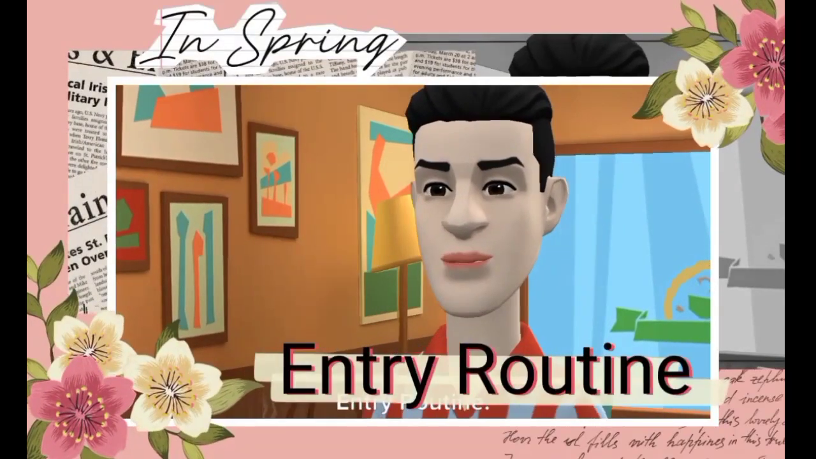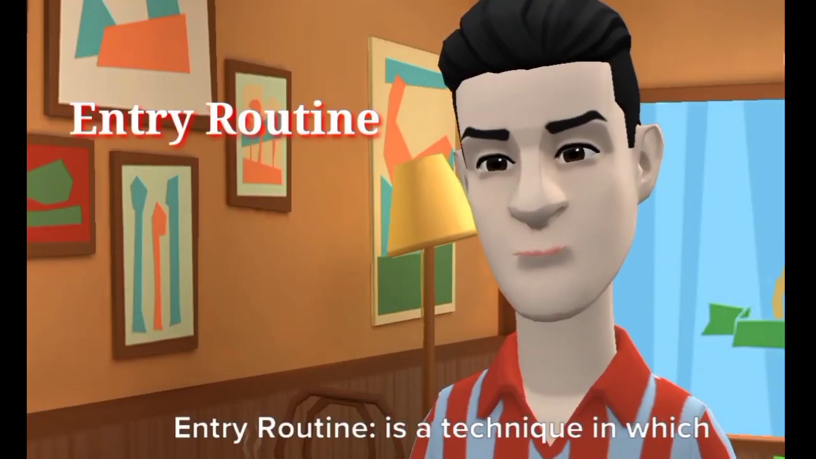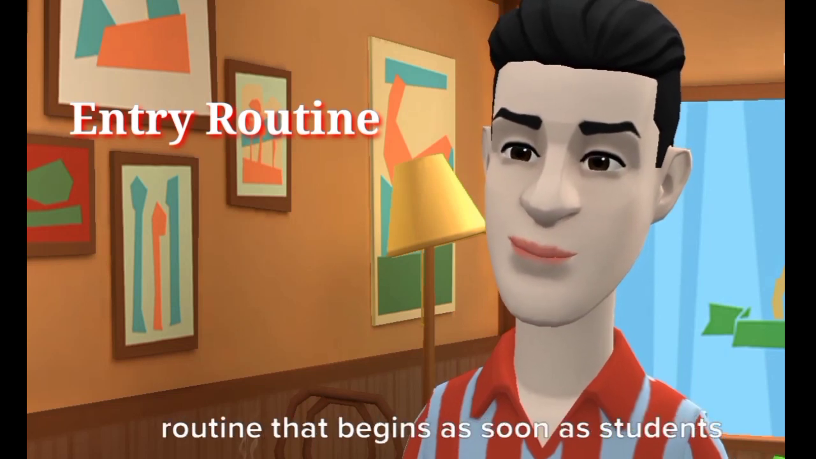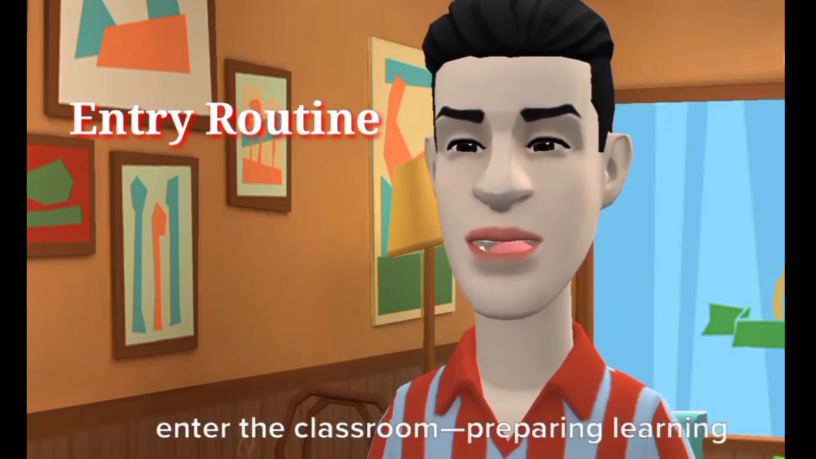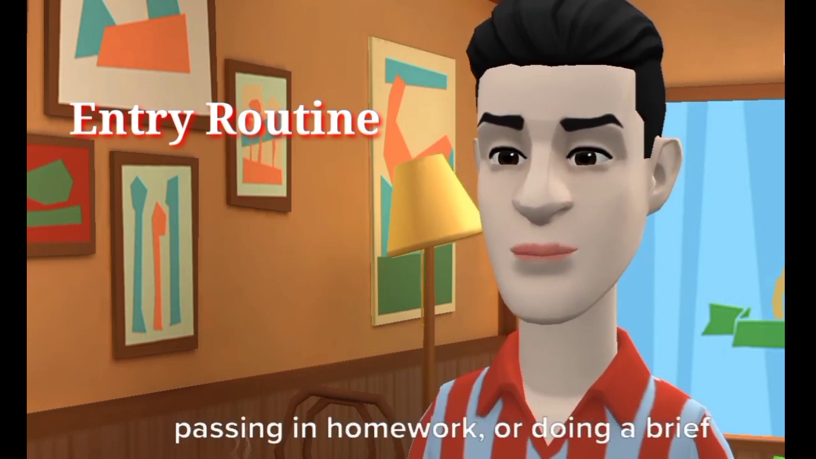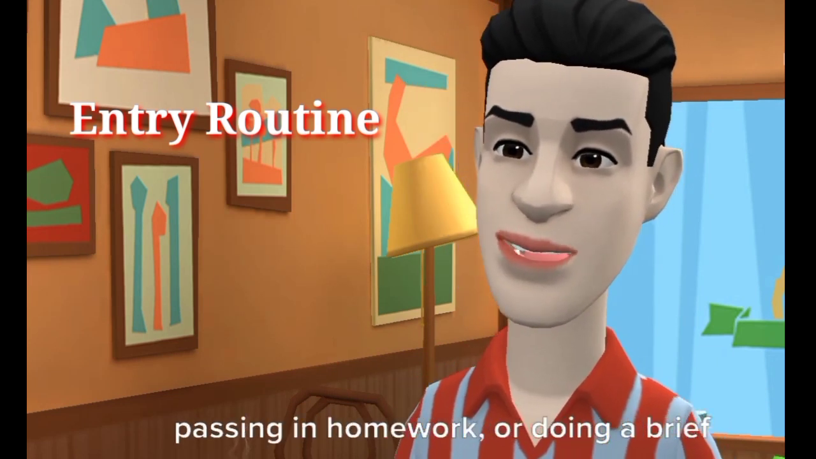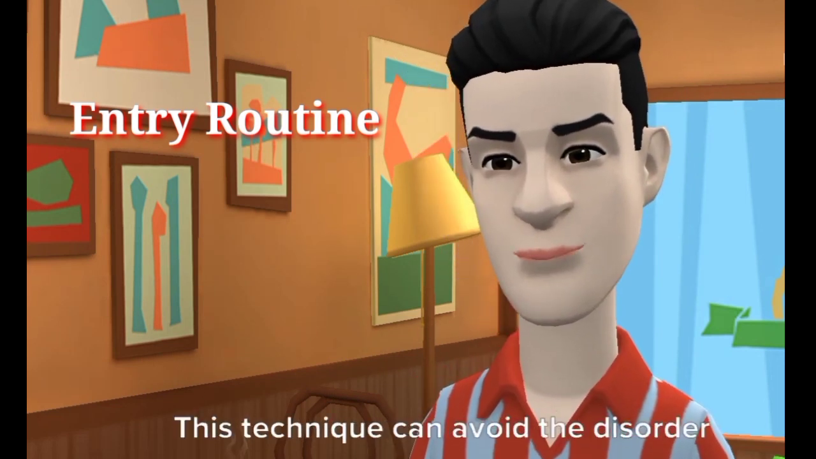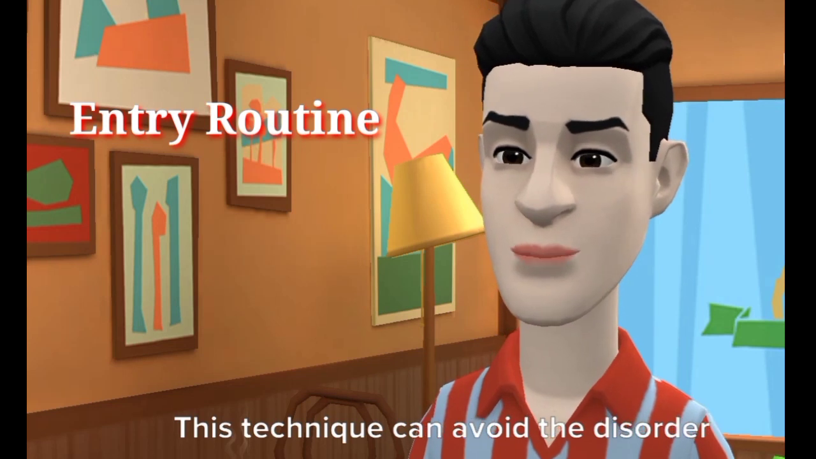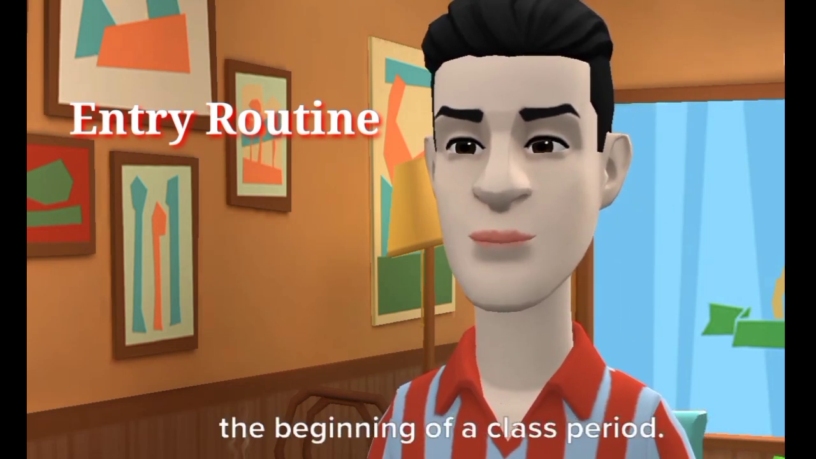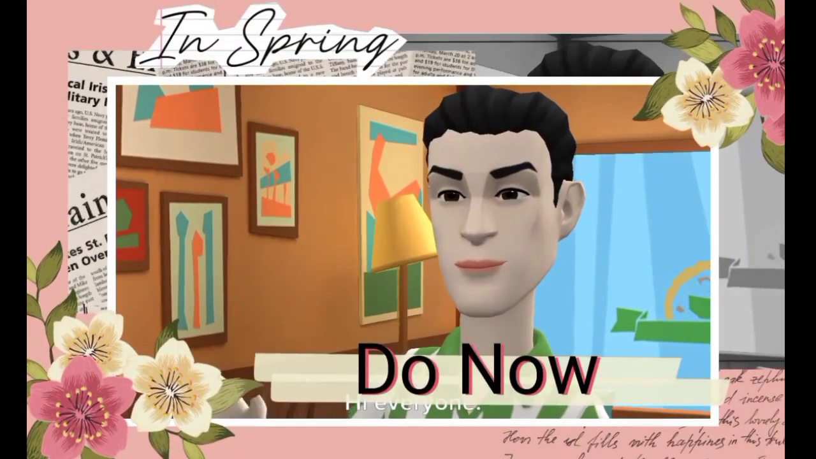Entry routine. Entry routine is a technique in which teachers establish a consistent, daily routine that begins as soon as students enter the classroom. Preparing learning materials, making seat assignments, passing in homework, or doing a brief physical warm-up activity would all be examples of entry routines. This technique can avoid the disorder and squandered time that can characterize the beginning of a class period.